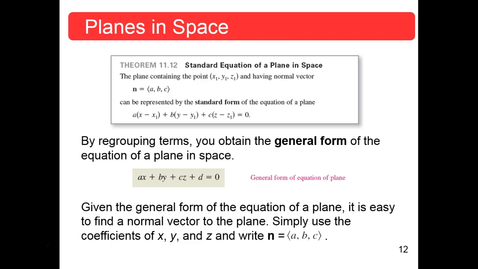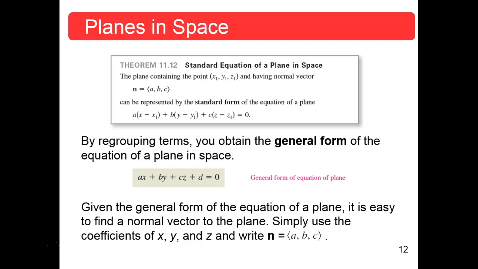Okay, so here's theorem 11.12. The plane containing some arbitrary point x1, y1, z1, all you need is one point and know the normal vector. The normal vector happens to be A, B, C, then that plane can be represented by the standard form of the equation of the plane by A times (x minus x1) plus B times (y minus y1) plus C times (z minus z1) equals 0. Comes directly from the orthogonality of the normal vector to every line in the plane.